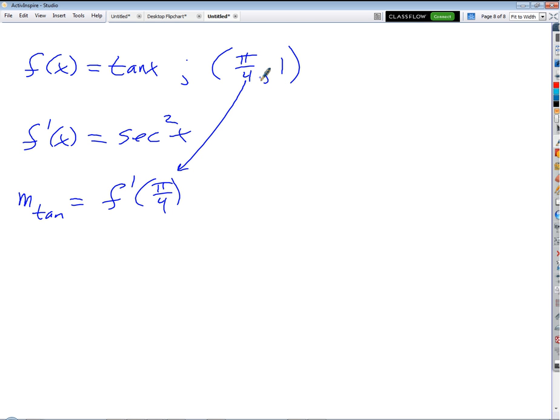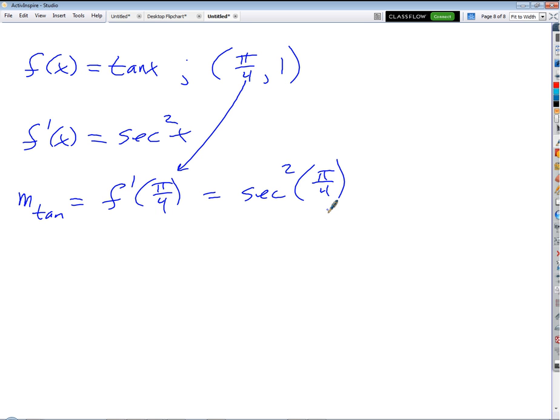Yeah. Okay, so the slope of the tangent line is our derivative function evaluated at this point, because this is the point of tangency. And so that's just secant squared of pi fourths. Well, I never remember what secant is. I always have to turn it into a cosine. It's the reciprocal of cosine. What is the cosine of pi fourths? Square root 2 over 2, right?